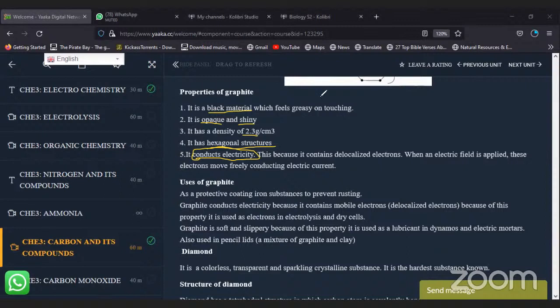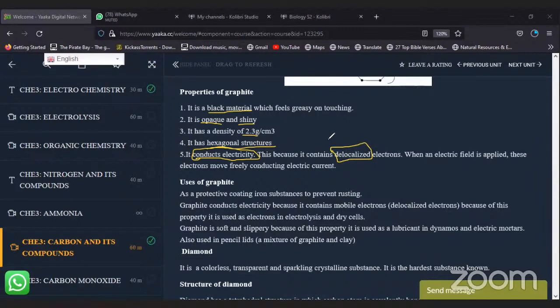Okay, someone has typed it in. Let me see. Peter says mobile electrons. That is correct. So we talked about the delocalized electrons. To be delocalized means you don't have a permanent place. For example, to be localized, it means you are stationed there. You can't move. To be delocalized means you can move.